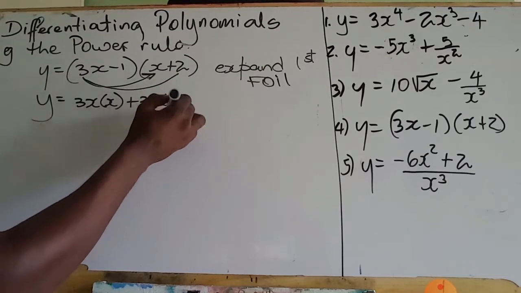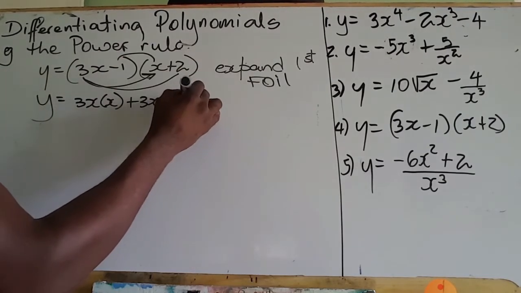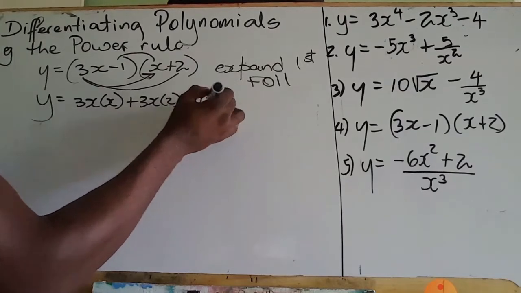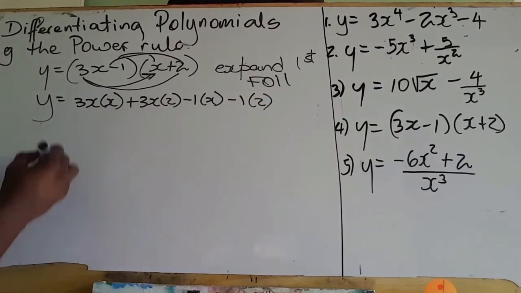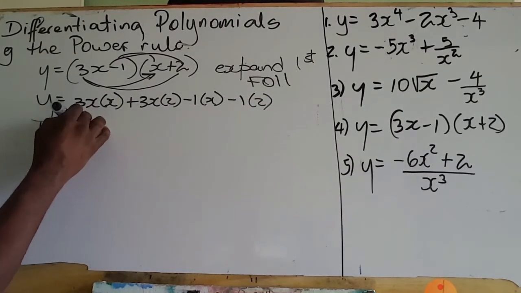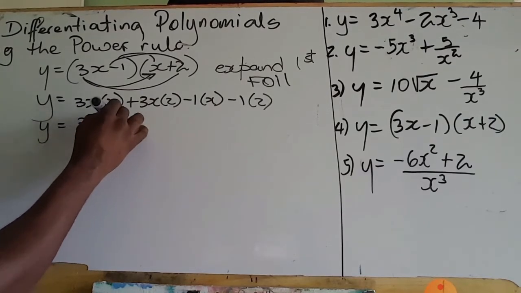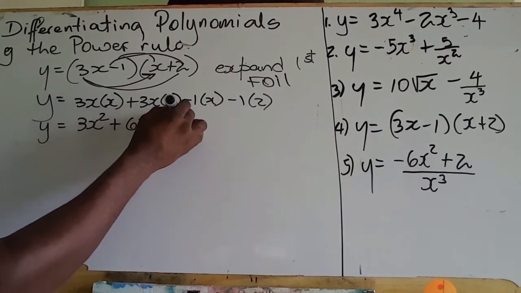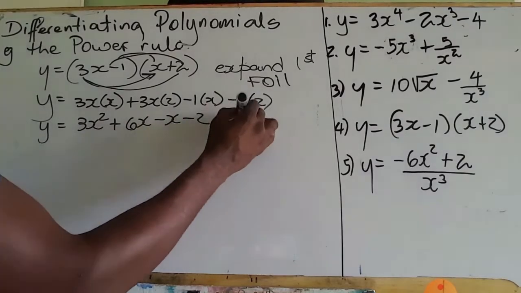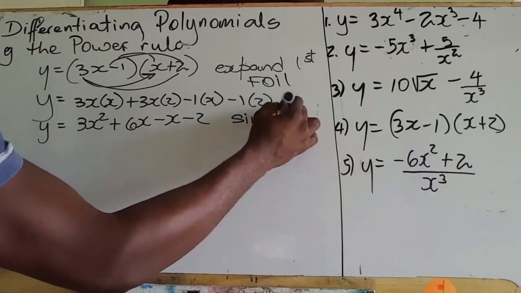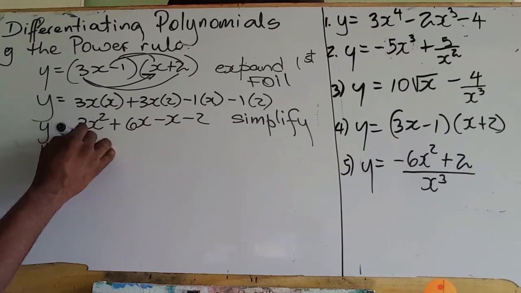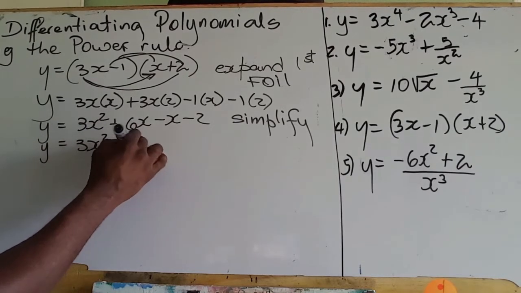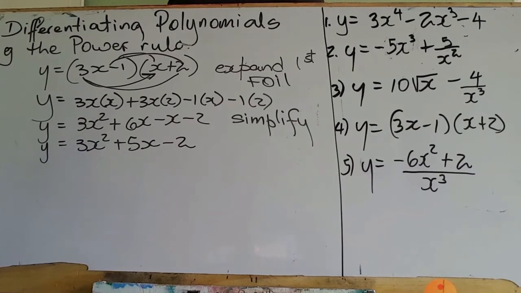So as you could see, 3x times x plus 3x times 2, negative 1 times x, negative 1 times 2, and then we'll simplify this. Y is equal to 3x squared plus 6x minus x minus 2. And then at this stage, we need to simplify this. It can work, but we can simplify this to make it work a little quicker. So 3x squared plus 5x minus 2. Now everything is written in a nice way.